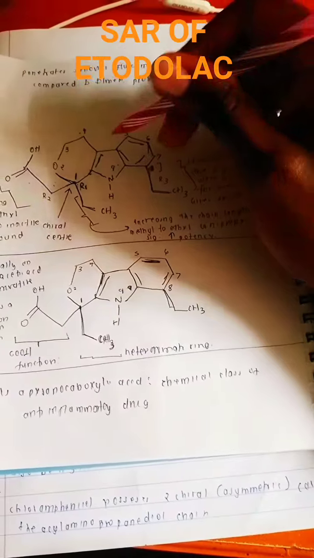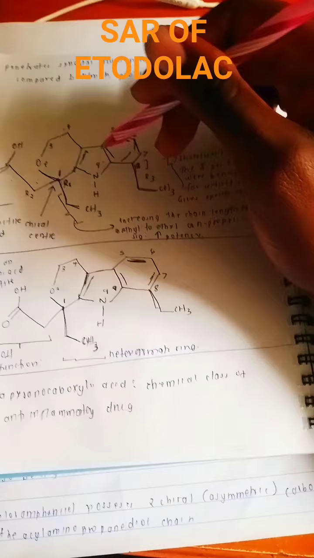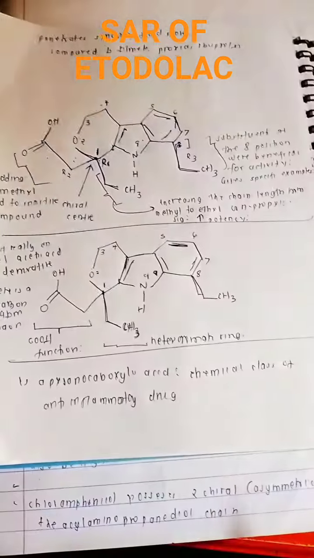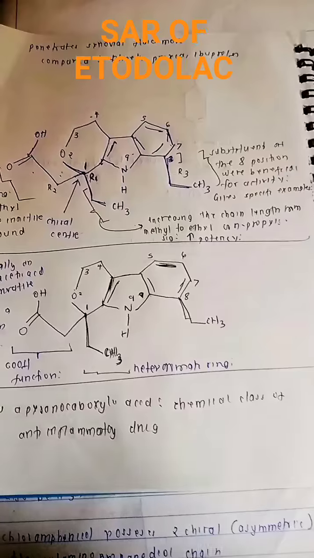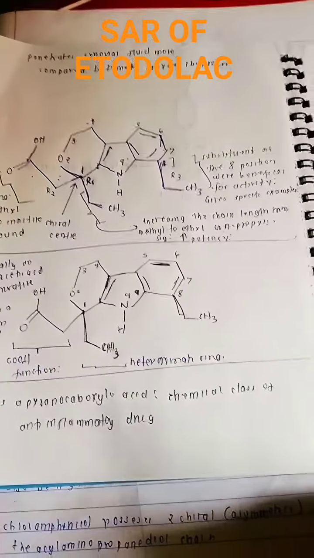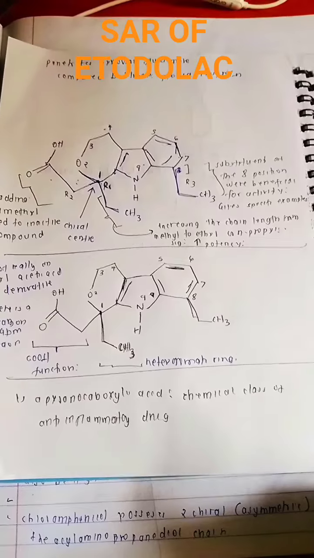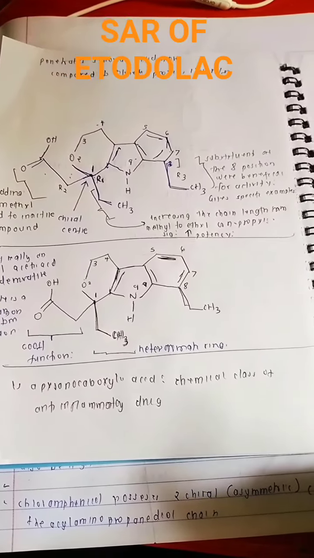This is called a pyrrole ring. It's also very important for activity because it's the nucleus, the core structure for Etodolac. At R1, we say the presence of the hydrocarbon chain is very essential for activity. So the hydrocarbon chain at R1 is very essential for activity.